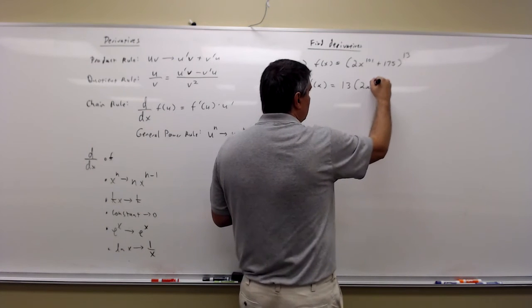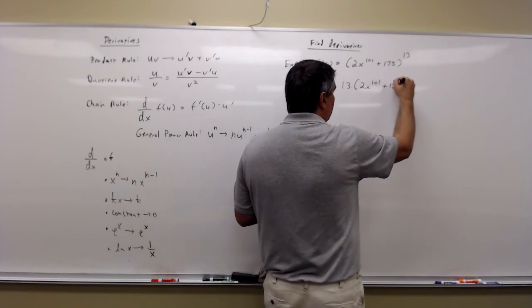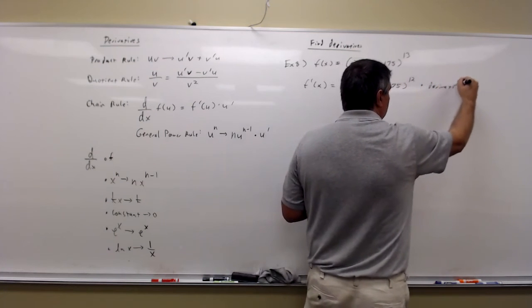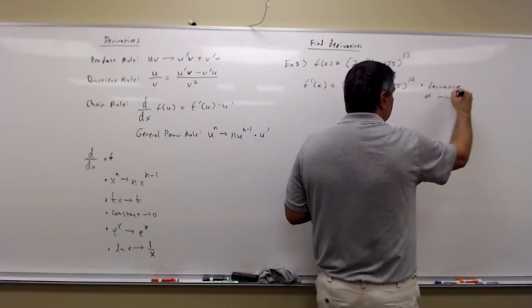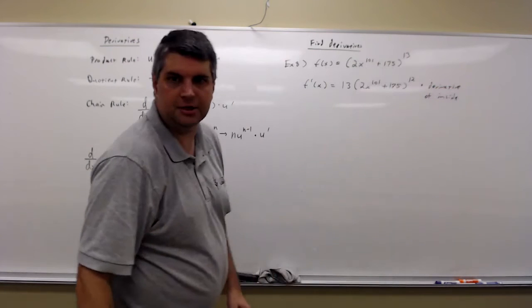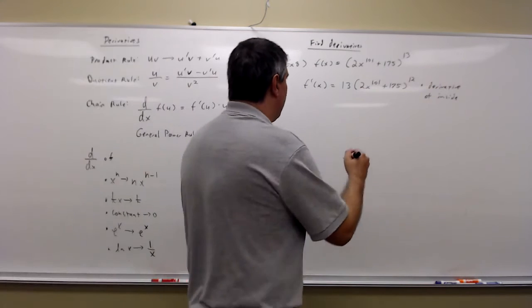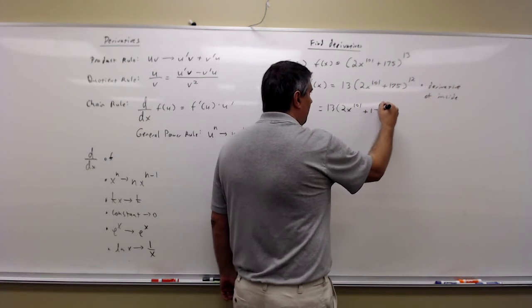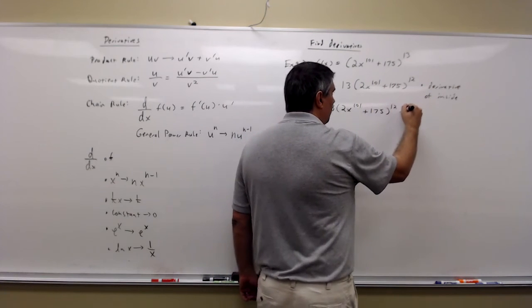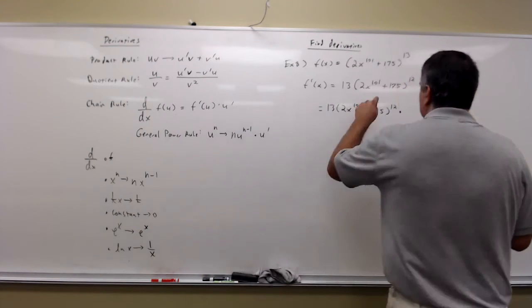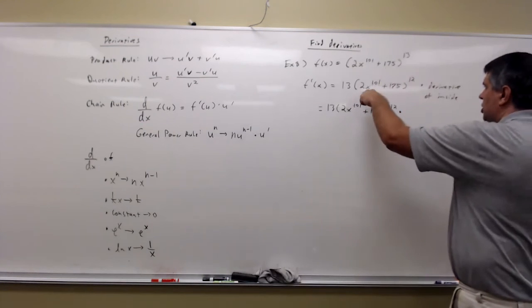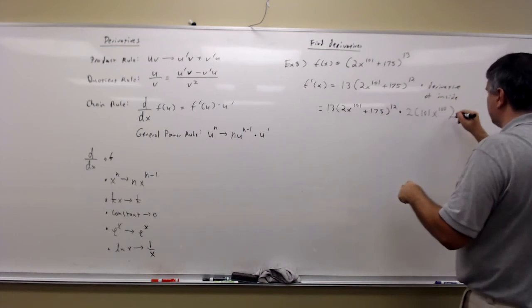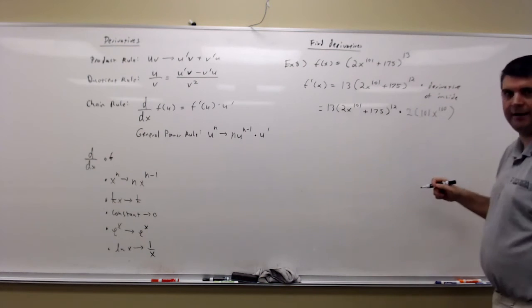and that'll be 2x to the 101st plus 175, to the power of 12, times the derivative of the inside. Times the derivative of the inside, which would therefore make this 13 times 2x to the 101st power plus 175, to the 12th power, times 2 times 101 x to the 100th. That's the derivative of the inside.